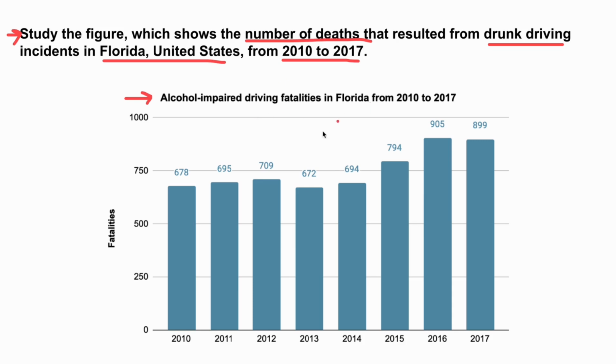Okay, so let's look at other elements of this graph here. Fatalities is on the side here. And there is no special unit mentioned in this graph, which means that whatever number you see on the graph is the actual number of deaths related to drunk driving. So in 2010, there are 678, and that's all. It is not 678,000 or million, but just 678. So these are basic elements of the graph and the question context that you should take note of.